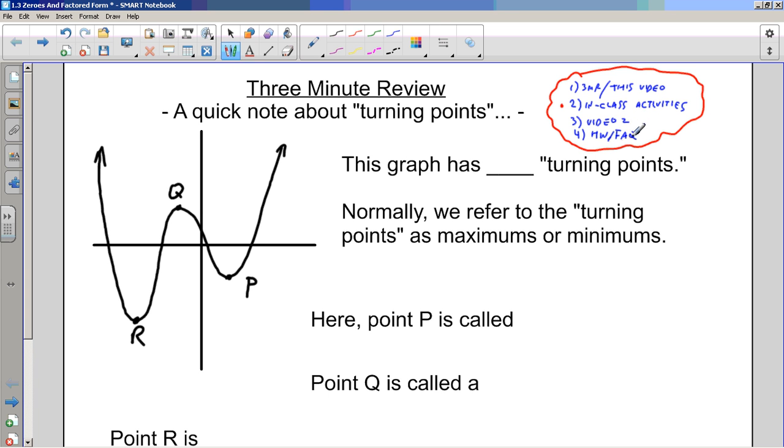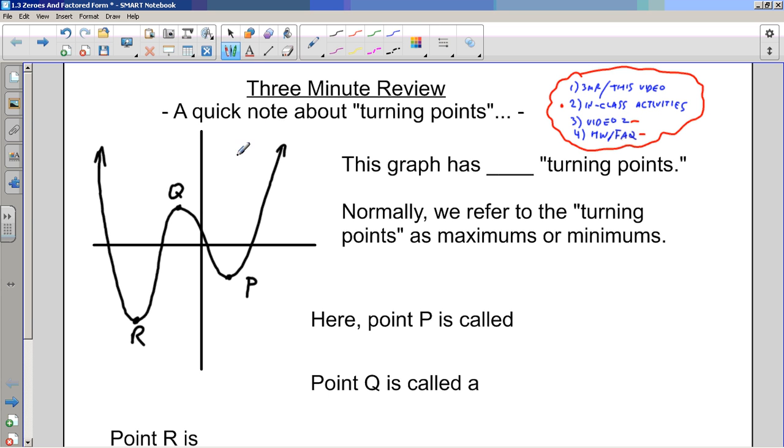Now, probably you'll get a chance to start one of these two things in class, whether you've got access to the videos in class or not, and depending on how well you and your partner did on the in-class activities, the homework should be pretty straightforward. So let's get into it.